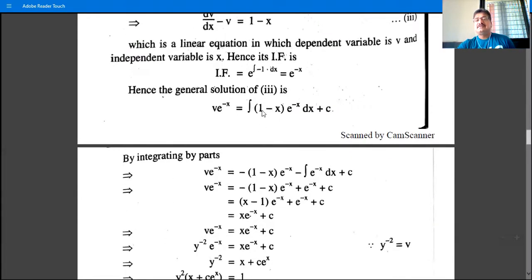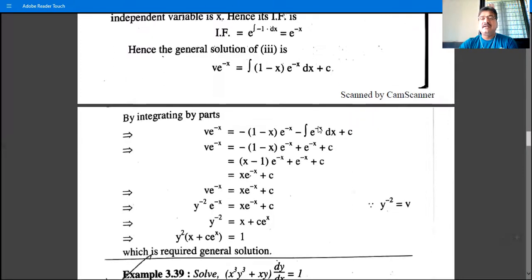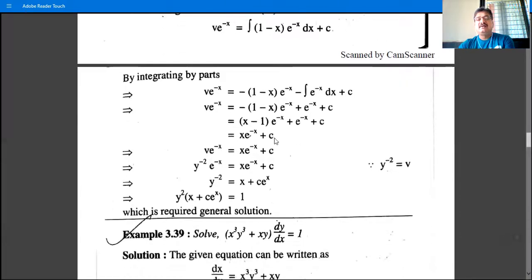So this 1 minus x is first and e raised to minus x is second. So first into integration of second: e raised to minus x, integration is e raised to minus x divided by minus 1, means minus e raised to minus x, minus integration of second, e raised to minus x, integration is e raised to minus x divided by minus 1, and into derivative of first, 1 minus x, derivative is minus 1, so minus 1 becomes plus. Then next step, e raised to minus x, the integration is e raised to minus x divided by minus 1, becomes plus 1.